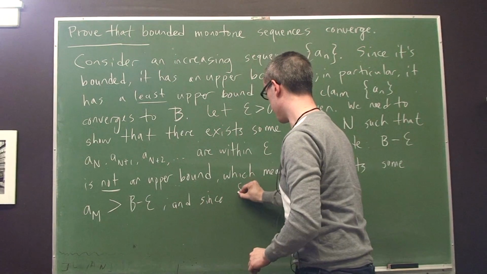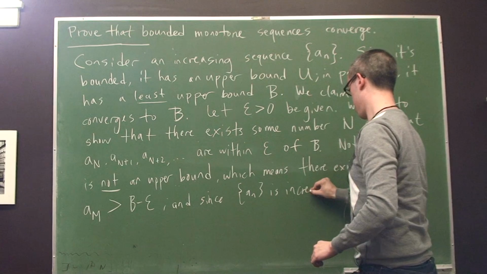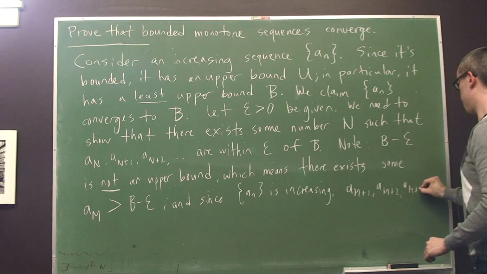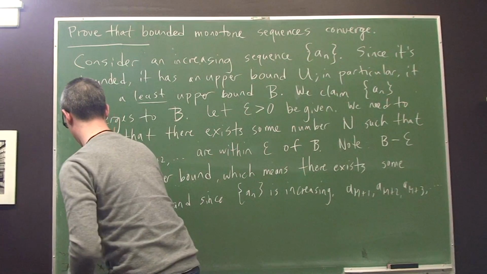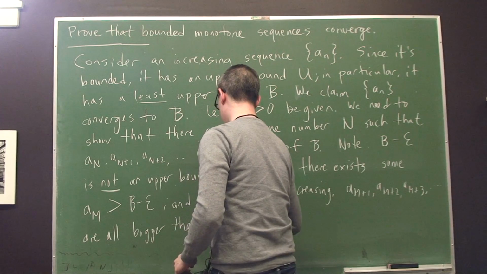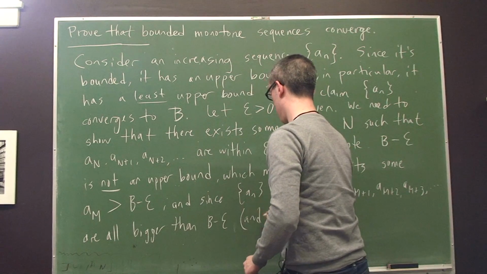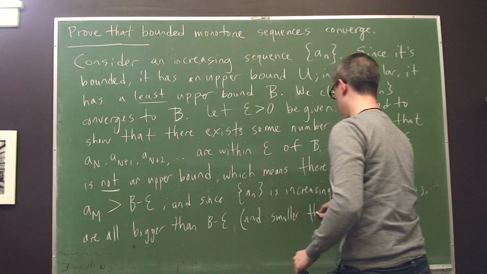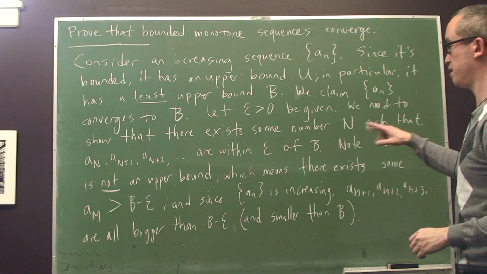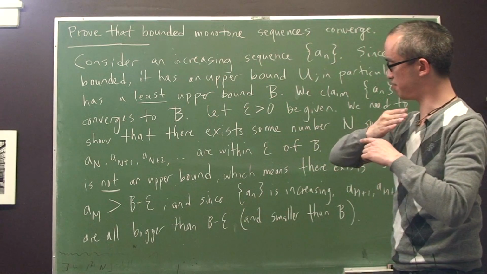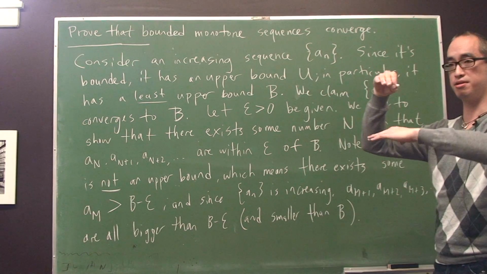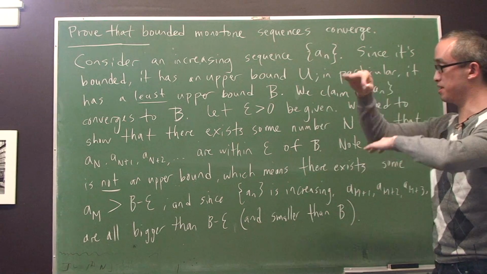And so since our sequence is increasing, A sub M plus 1, A sub M plus 2, A sub M plus 3, and so on, are all bigger than b minus epsilon and smaller than b. Now, why are they smaller than b? Because b is an upper bound. Right? b is the least upper bound, but it's certainly an upper bound. And so what we have is an infinite tail in the sequence, A sub M, A sub M plus 1, A sub M plus 2, A sub M plus 3, which are all within epsilon of b. In particular, they're between b minus epsilon and b.